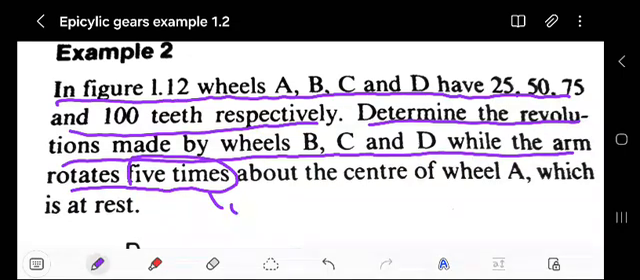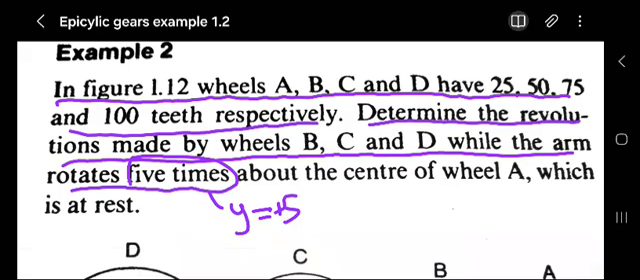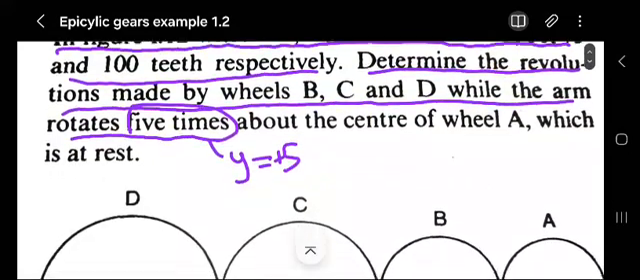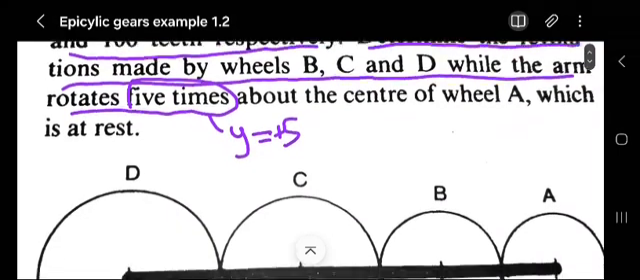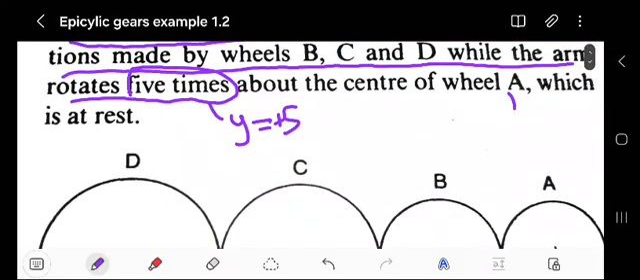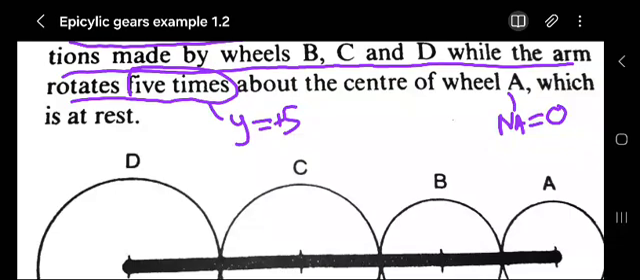This is the value of y. They say the arm rotates 5 times, so we are talking about rotation, and that will be the value of y. Always you must know that the value of y there will be 5. Clockwise about the center of wheel A, which is at rest. Wheel A is at rest, that means the number of revolutions is 0 revs per minute.